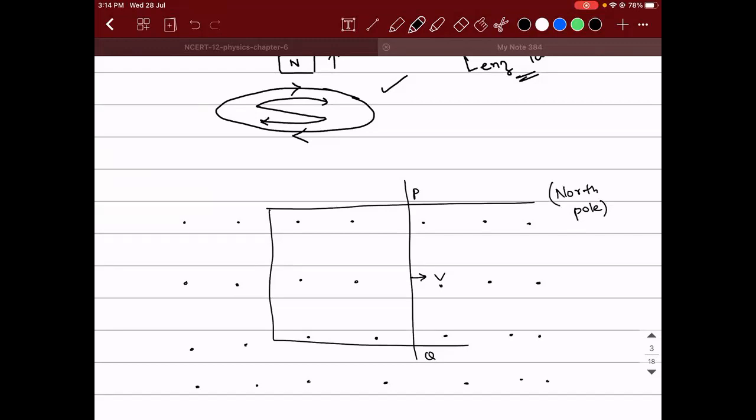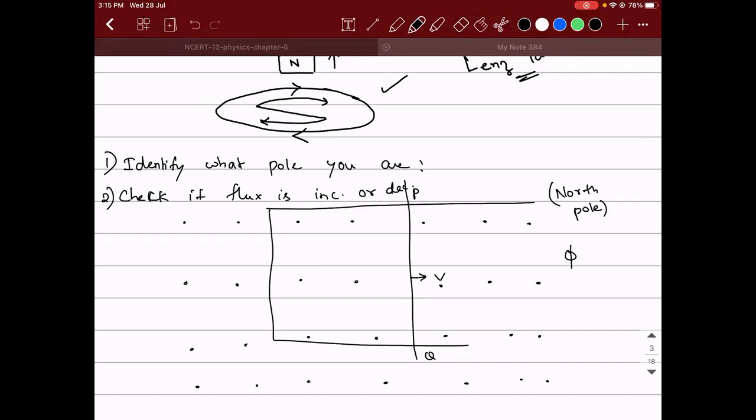So what is the first step? These are all the steps you need to follow wherever you are applying Lenz's law. First step, identify what pole you are. Second, check if flux is increasing or decreasing. In this context, what is happening? When the conductor is moving away from this fixed end, what is going to happen to the flux? Area increases, so flux also increases. I hope the second step is clear.